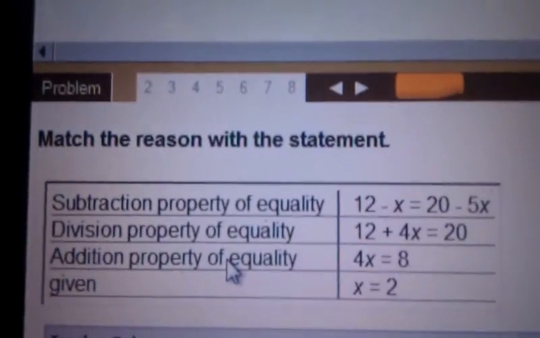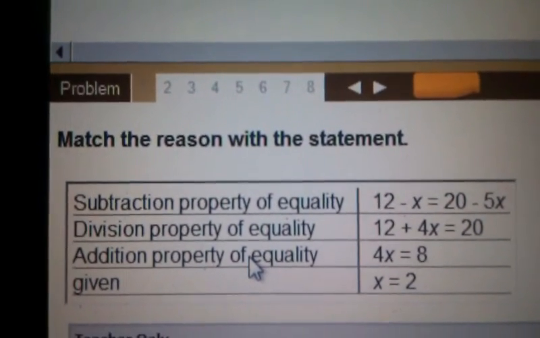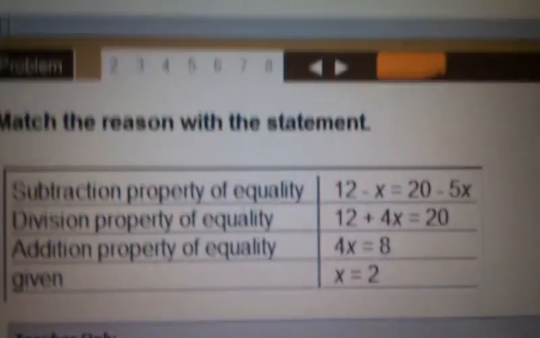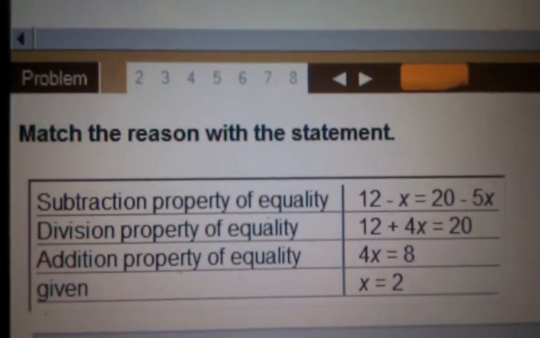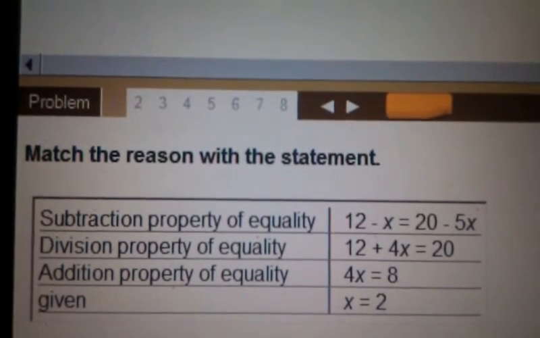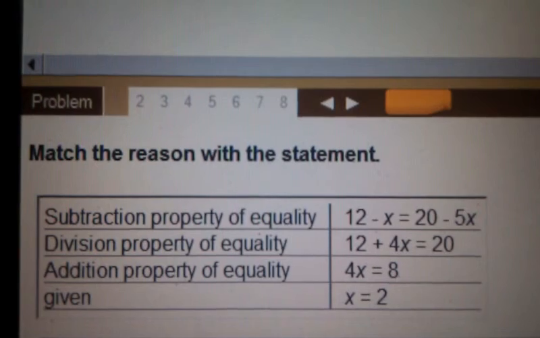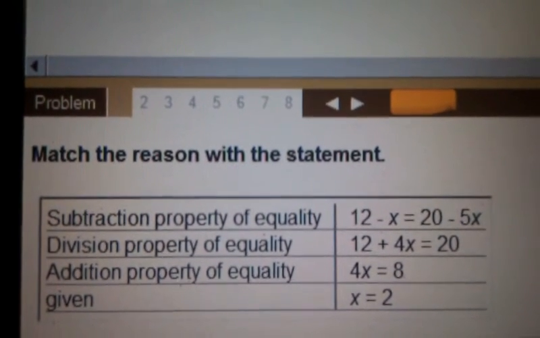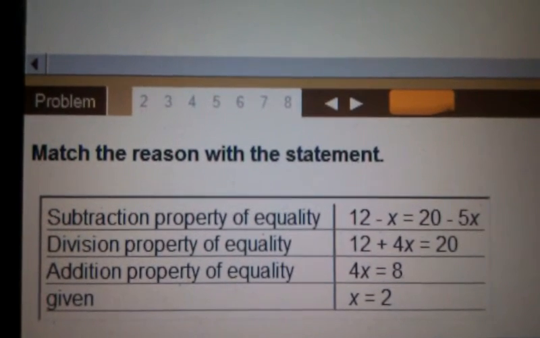Number 1. This is number 1. Number 1 says, this is what it looks like. Match the reason with the statement. Okay? Let me move my arrow. First of all, which one would be given? Well, we can probably tell it's probably going to be the longest one. So 12 minus x equals 20 minus 5x. We can probably pretty well assume that that's the given. So given is going to be the top one. Now, what are we going to do? How are we going to get 12 plus 4x equals 20? What are we going to have to do?